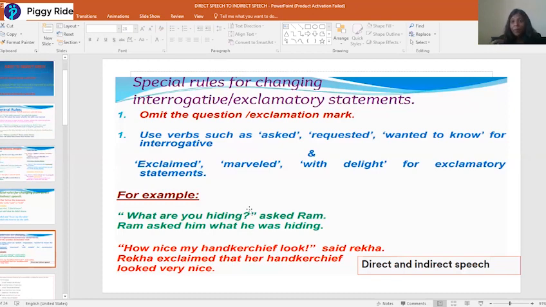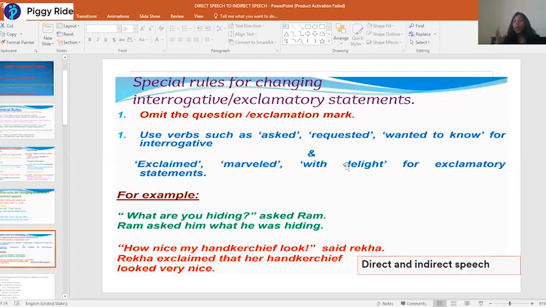Okay, now I'm going to give you some examples. Open inverted comma, "What are you hiding?" Question mark, close inverted comma, asks Ram, full stop. Ram asked him what he was hiding. Full stop. Okay, the next part, open inverted comma, "How nice my handkerchief looks!" Now this is an exclamation mark, close inverted comma, said Rekha, full stop. Rekha exclaimed that her handkerchief looked very nice.